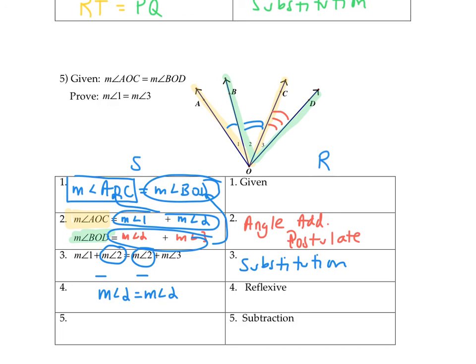So we're going to subtract the measure of angle 2 from the left-hand side of the equal sign, and we're left with the measure of angle 1. And on the right-hand side, we also subtract the measure of angle 2, so we're left with the measure of angle 3. Okay, so we use subtraction to get there. So we've reached our objective to prove the measure of angle 1 is equal to the measure of angle 3.